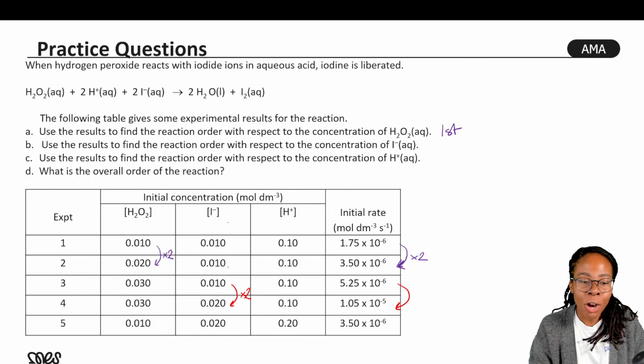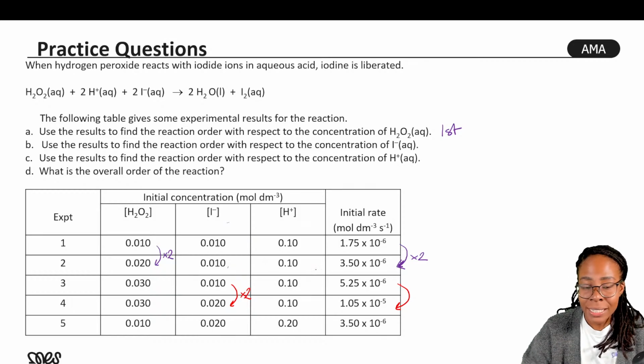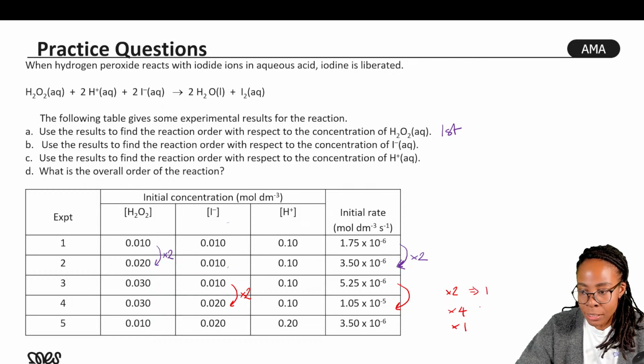Remember, we've only really got a couple of options, right? So we can kind of narrow it down. Our rate has either multiplied by 2 if it's first order, multiplied by 2 squared, so 4, if it's second order, or it stayed exactly the same and multiplied by 1 if it's 0 order. Which one is it?